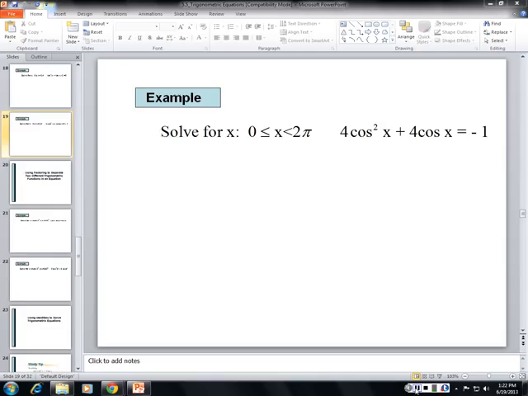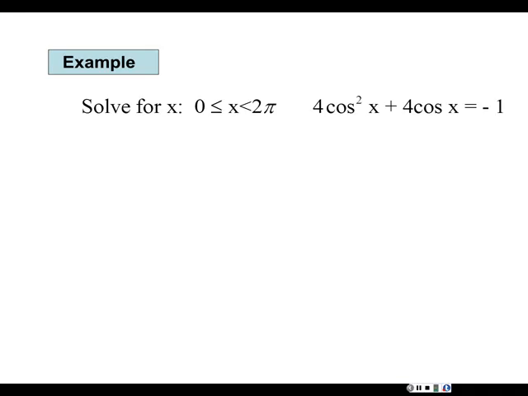Okay, so if you try to solve this equation, which is 4 cos square x plus 4 cos x equals -1, first you want to make it generic to match the form ax square plus bx plus c. What do you want to do? You want to just bring the -1 to the left side, or cancel it out by adding a 1 to both sides? It's up to you.